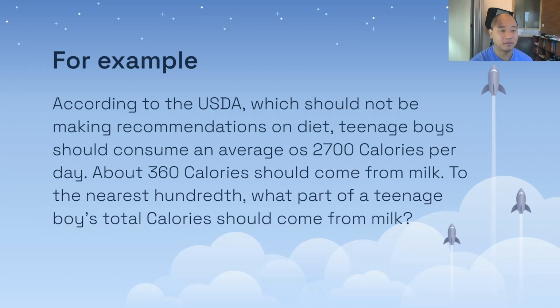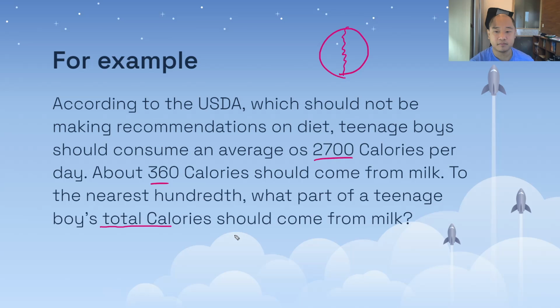Let's just talk about this problem. 2,700 calories, 360 calories from milk. To the nearest hundredth, what part of a teenage boy's total calorie intake should come from milk? So earlier we talked about dividing a cookie into pieces, right? And we started with the whole cookie and we cut that cookie into parts, right? Well, that's how you should think about division. Division is basically a total amount and then a part of that total amount, right?